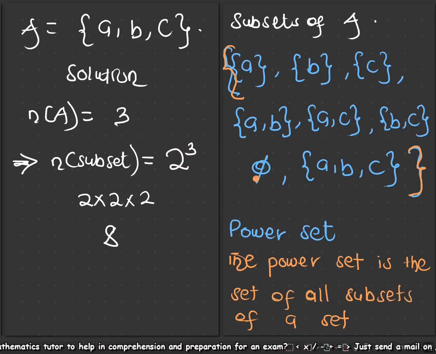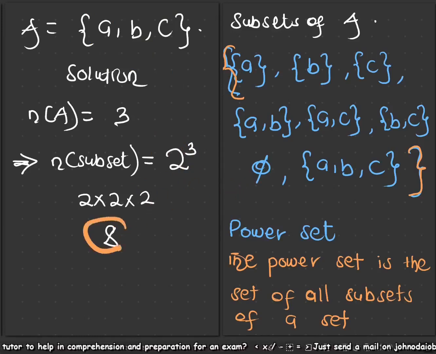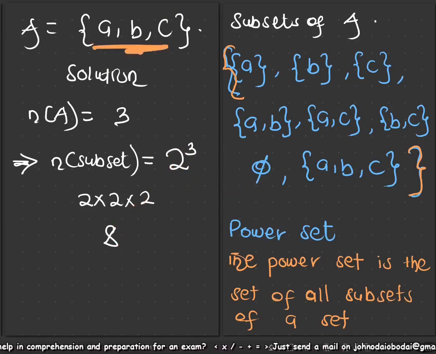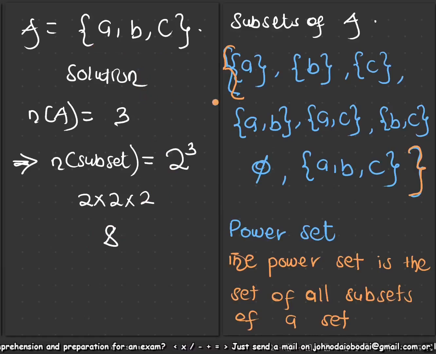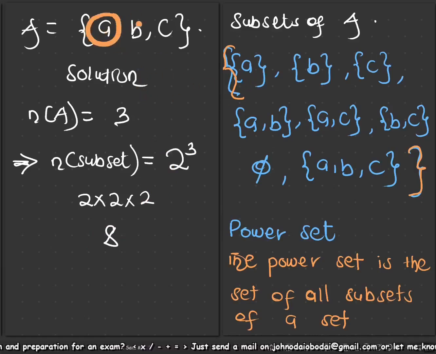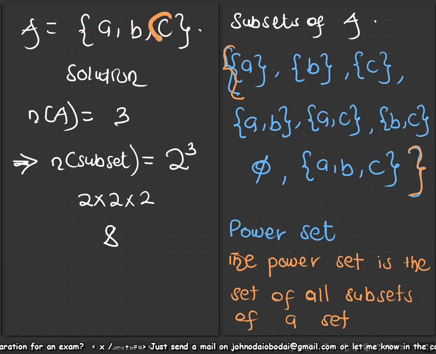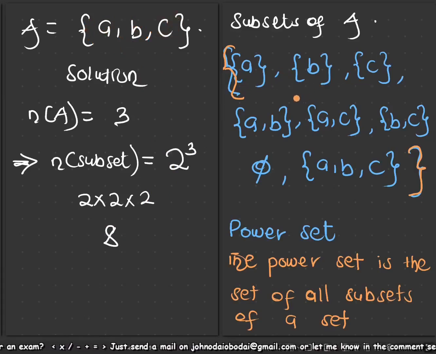And we went forward and said, okay, if we are saying there are 8 subsets only of this set, let's list them out. So we started by listing only A as a set, B as a set, C as a set. That is what you have here. After the individual elements, we want to pair.